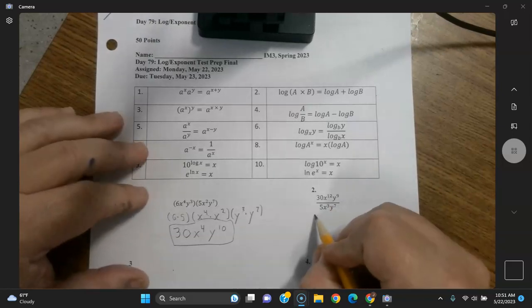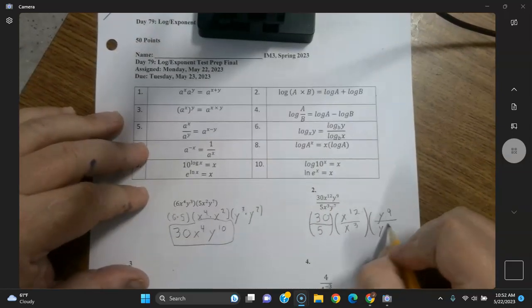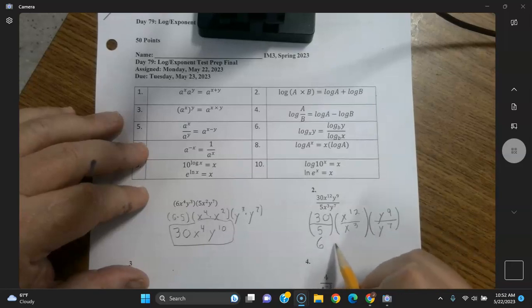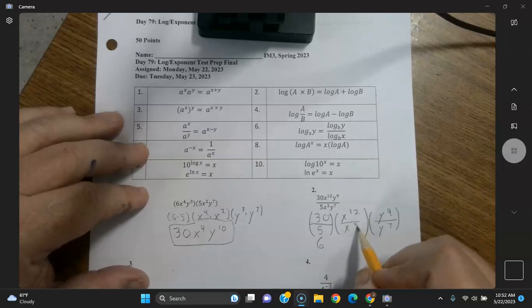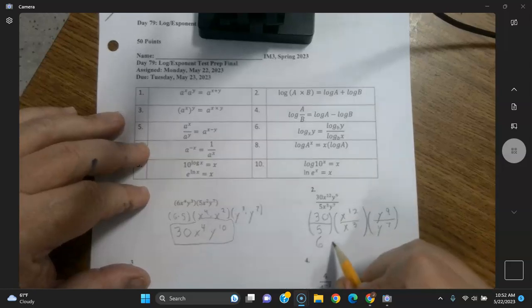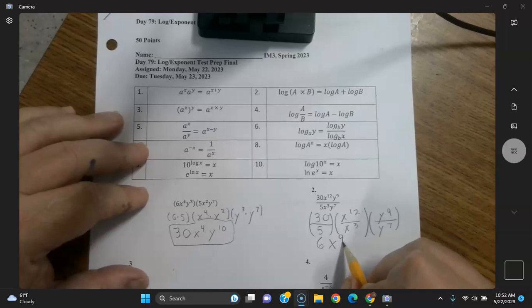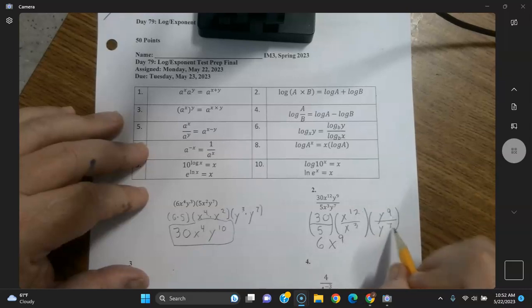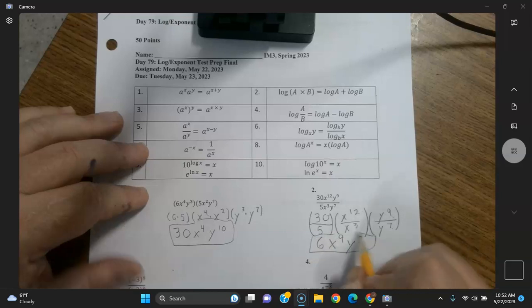Okay, similar type of problem. We're going to group like terms. 30 divided by 5 is 6. X to the 12th over x to the 3rd, you subtract. 12 minus 3 is 9. 9 minus 7 is 2. And that's the final answer.